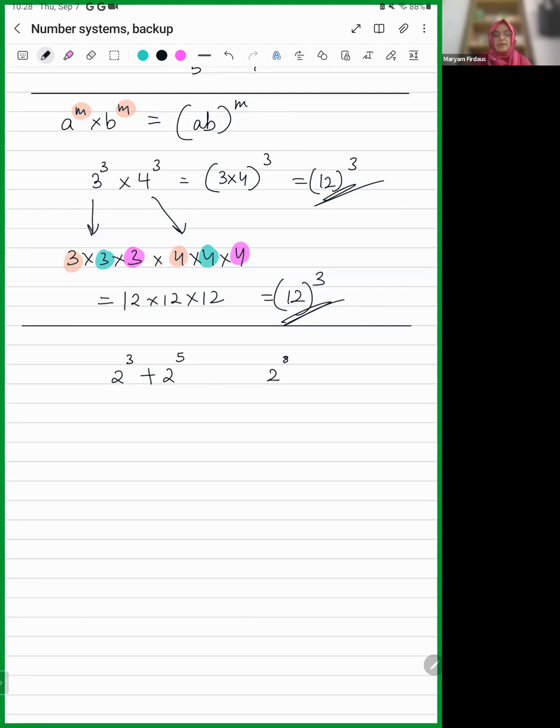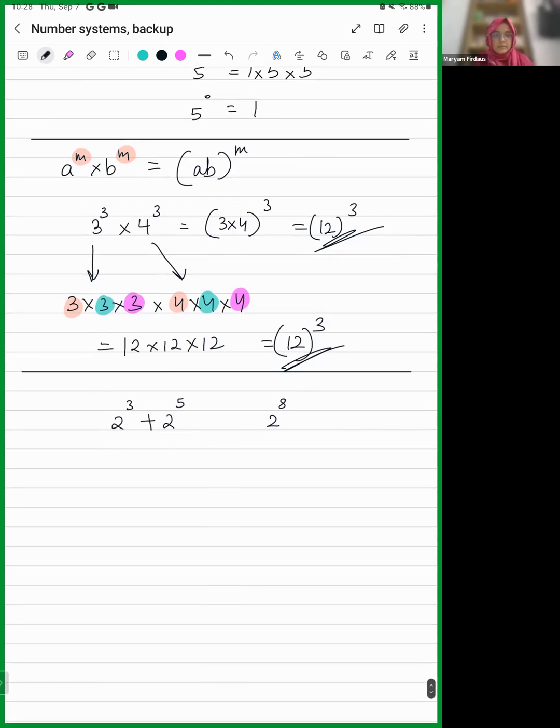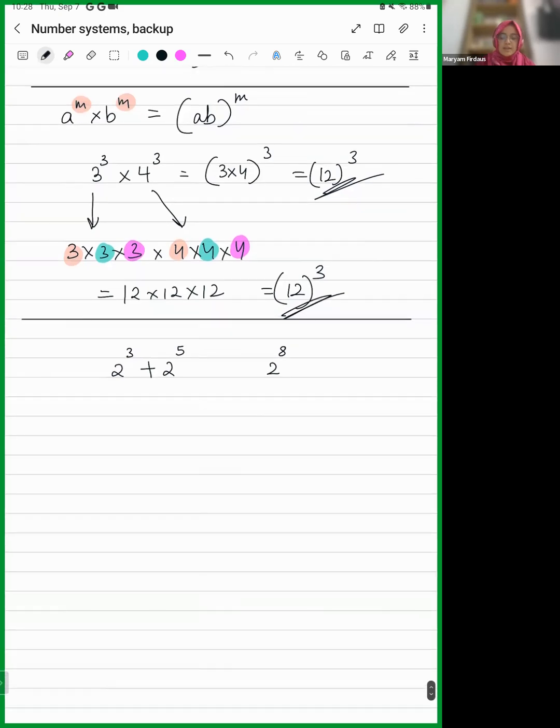Will it be equal to 2 to the power 8, or will it be not equal to 2 to the power 8? Think about it very carefully. Ma'am, it will be 4 to the power of 8. Acha, you are saying it will be 4 to the power 8. Why? What you have done here is 2 plus 2, and then you are adding the powers also.